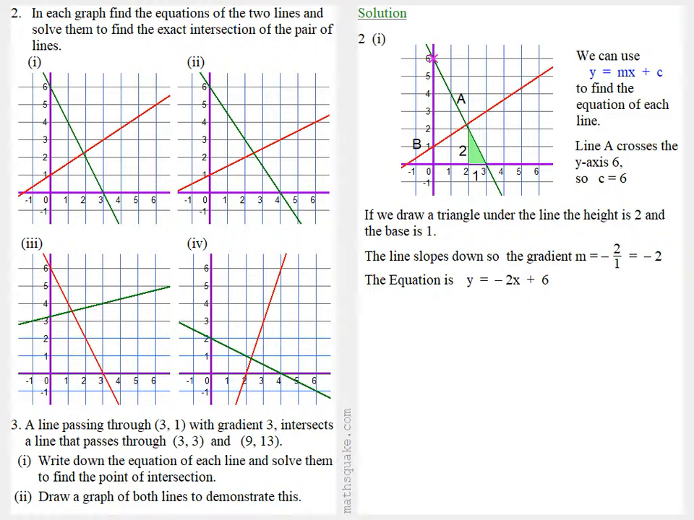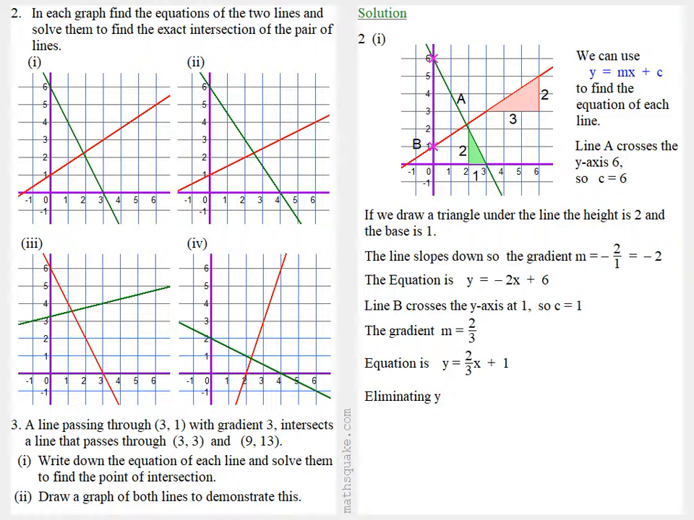If we look at line B, we first see that it crosses the y-axis at 1. So in this case, c is equal to 1. If we draw a triangle under the line, we see the height is 2 and the base is 3. So that means the gradient m is the height over the base, 2 over 3, or 2/3. So the equation is y equals 2/3 x plus 1.